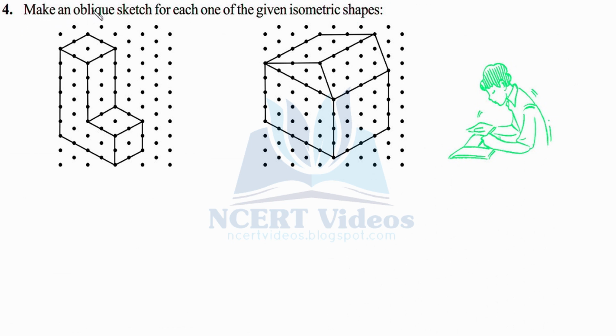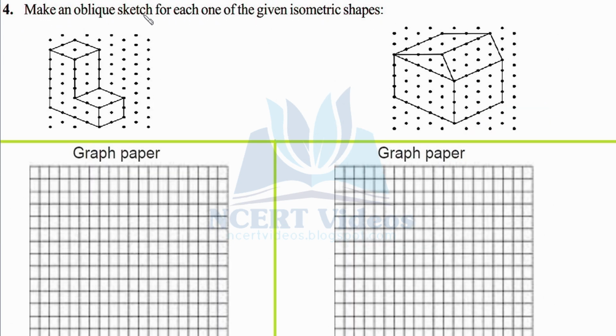Question 4th. Make an oblique sketch for each one of the given isometric shapes. Here we have to do the reverse of what we did in previous questions. So in order to create oblique sketches, we need graph paper. First of all, we will draw faces. So these are faces. Here it is a house face. There it was an L face.